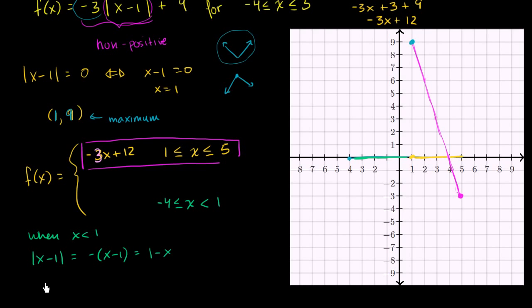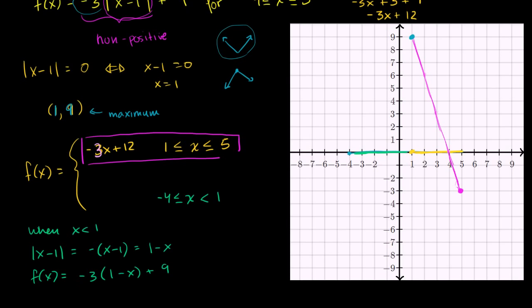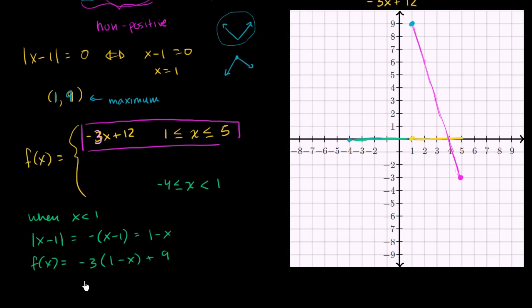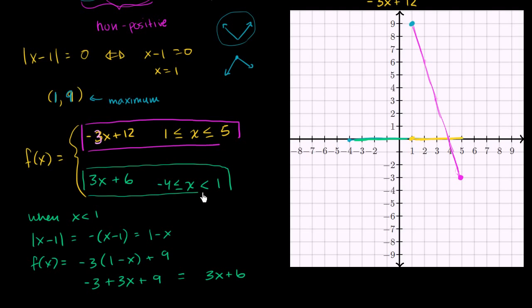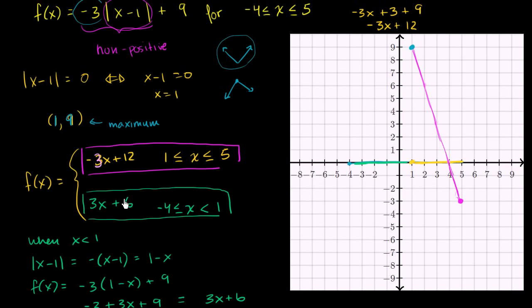So our function is going to be negative 3 times 1 minus x plus 9, which is the same thing as, if you distribute the negative 3, negative 3 plus 3x plus 9, which is equal to 3x plus 6. The important thing to realize here is that our slope is positive 3. And you could even say that we have a y-intercept here at 6. So it would be this point right over here. And the line would look like this.